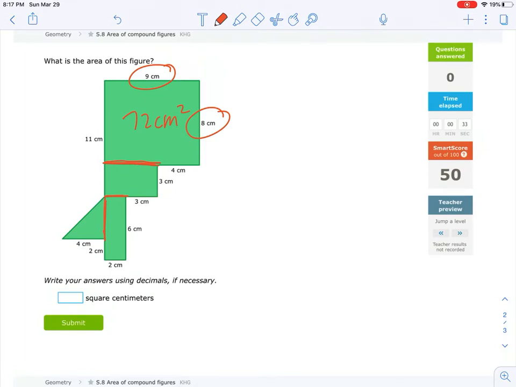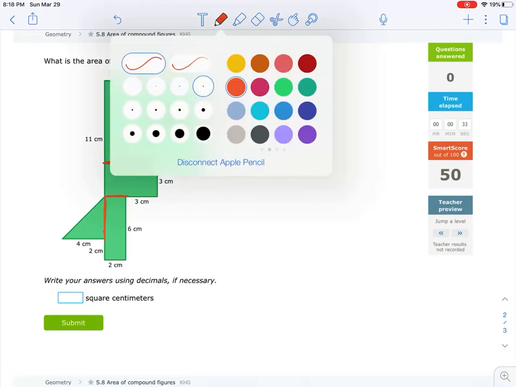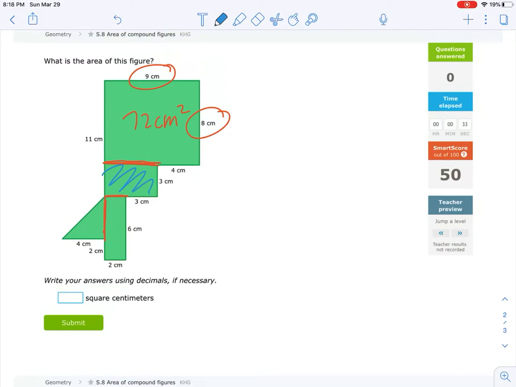Then what I want is this surface area. Well, here is a width, but I don't see a length. This 3 centimeters only goes from here to here. I need something that goes all the way to here. So I can't use the 3 as the length.